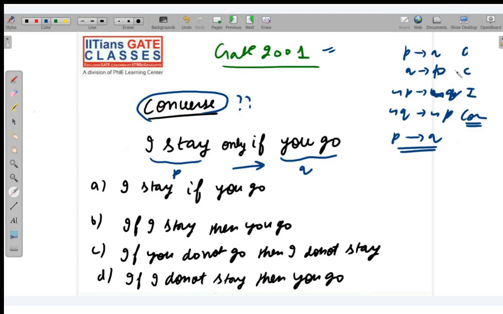So they want converse. Converse means Q implies P type they want. So what is this? I stay is P, you go is Q. I have assumed this thing. So if direction was like this, Q implies P, so we want this only. A is the option. And let me say the other thing. I stay is P, you go is Q. If P then Q, so direction is like this.